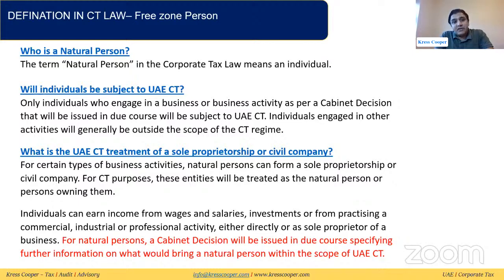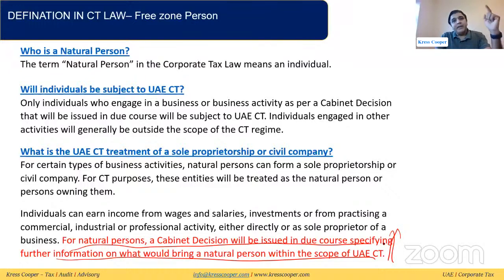So I have just discussed what a natural person is. The important thing is to establish natural person. Natural person means individual. If the individual is conducting any business in the form of a sole establishment or in the form of a civil company, it will not fall under the definition of juridical person. Moreover, in the frequently asked questions, they have given for natural person that a cabinet decision will be issued in due course, specifying further information on what would bring a natural person within the scope of VAT. We need to wait for a decision on this as well.